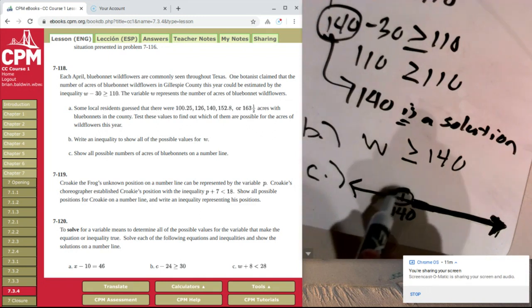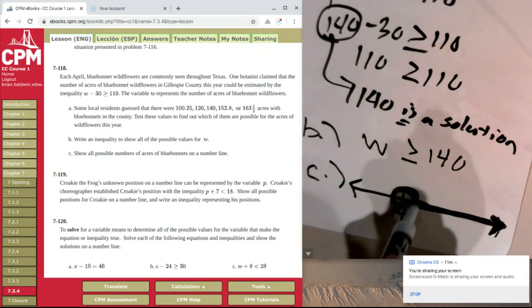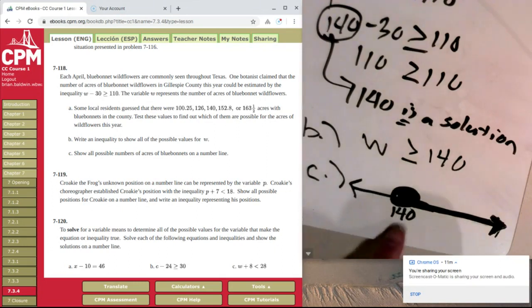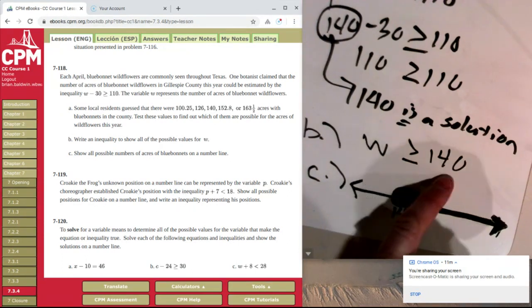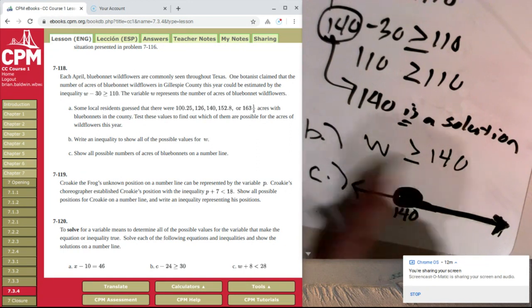Do we shade this number in? Meaning, again, think about a standardized test. If we shade this in, we want it to be part of our answer. Do we want 140 to be part of our answer? Yes, because it can be equal to 140 as well. In the previous problem, when it wasn't equal to the value, we left it open.